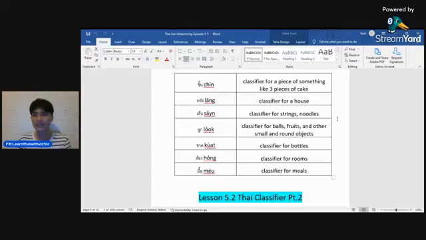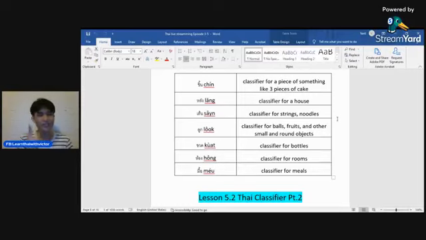Next one is เส้น, the classifier for strings and noodles. มีเชือก10เส้น. เชือก is string. I have, or there are, 10 strings.